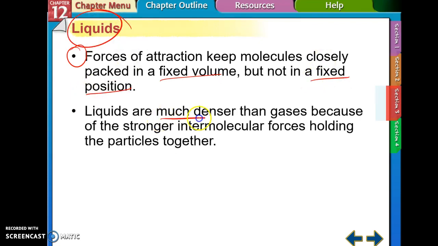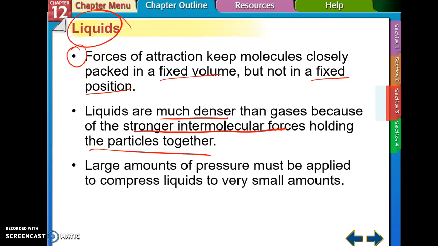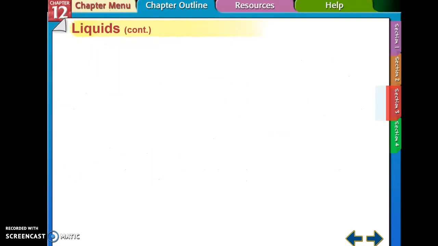Liquids are much denser than gases because they have stronger intermolecular forces holding them together. Gases are not very dense. And you can't really compress a liquid. Remember, you can compress gases because they have lots of empty space between their particles. Liquids are much denser, going back to this right here, because they're much denser, you can't pack them very easily, so they're not very compressible.